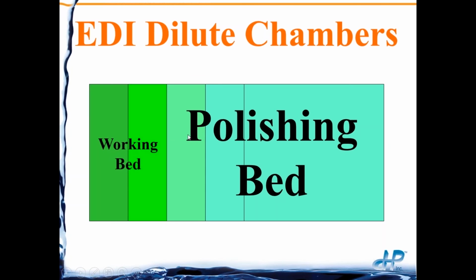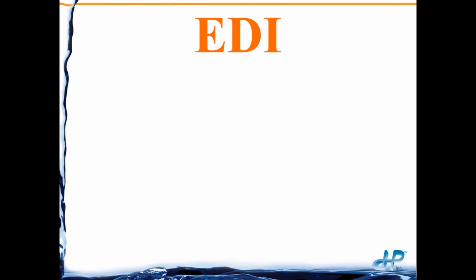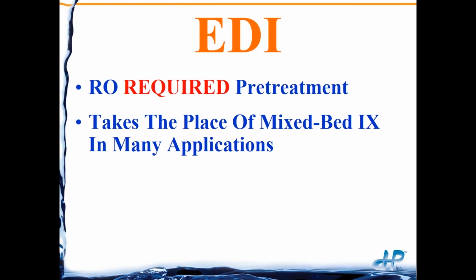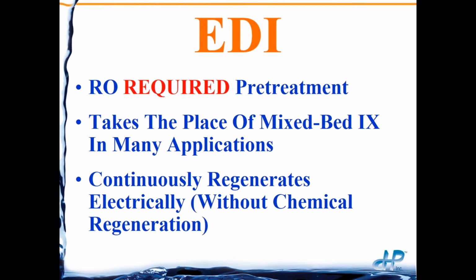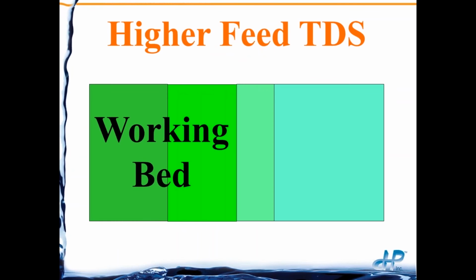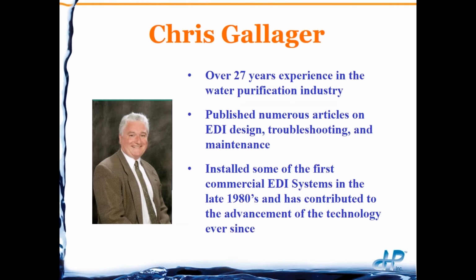If you let your RO unit head south and it's making worse water, then that's probably going to make us have EDI effluent that is not as high a purity. So if there's higher feed TDS, so the RO unit is not putting out as good a water, then we have a smaller polishing bed and the water isn't as good. Okay, so that's my quick rundown of how EDI works.